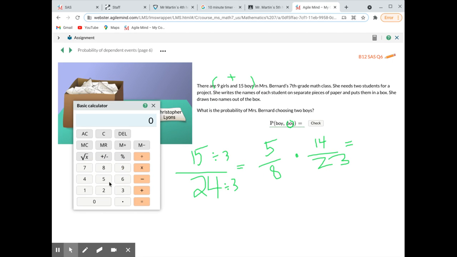Go straight across. So 5 times 14 is 70. Okay. And then what do I do for the denominator? 8 times 23 is 184. Okay. So what do y'all think these are divisible by, class?